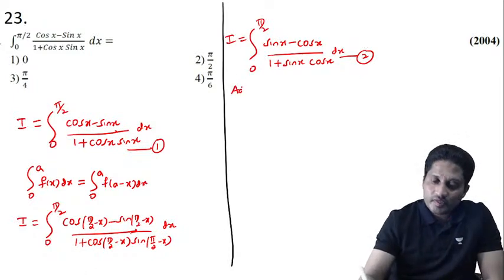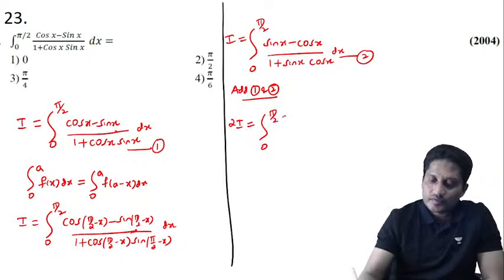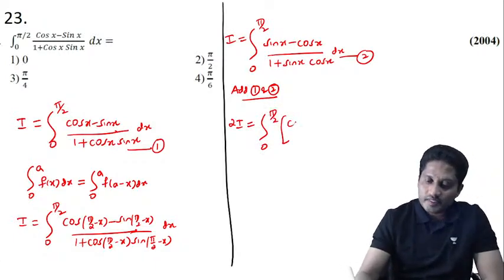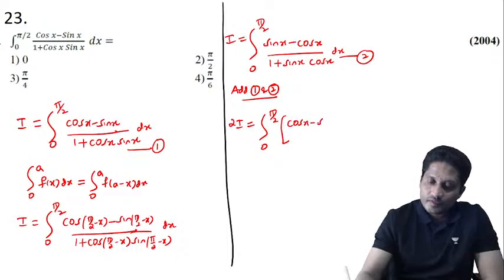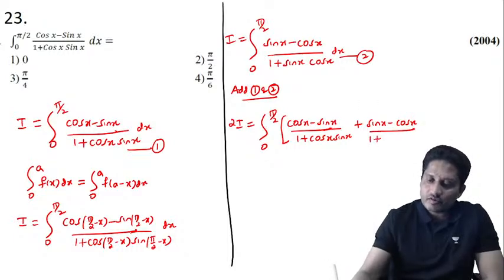Now if I add equations 1 and 2, I plus I is equal to 2I. This is 0 to pi by 2, (cos minus sine) divided by 1 plus cos into sine, plus (sine minus cos) divided by 1 plus sine into cos, and then dx.